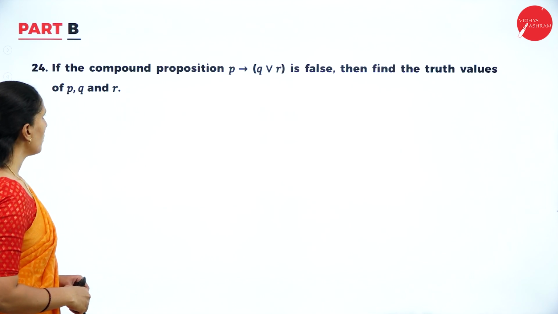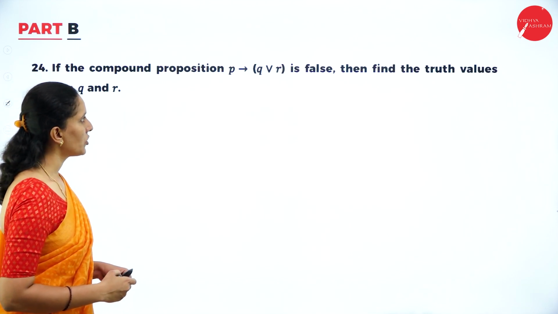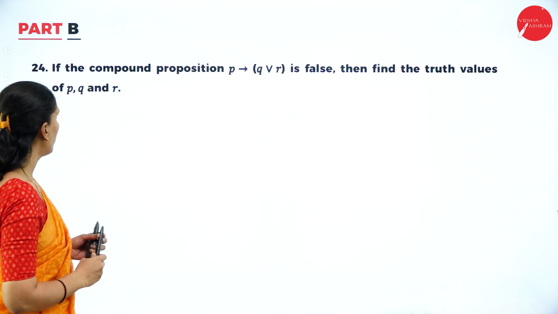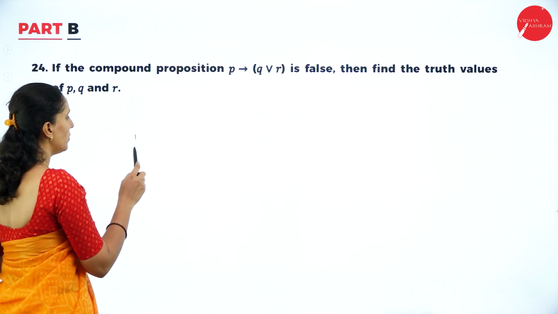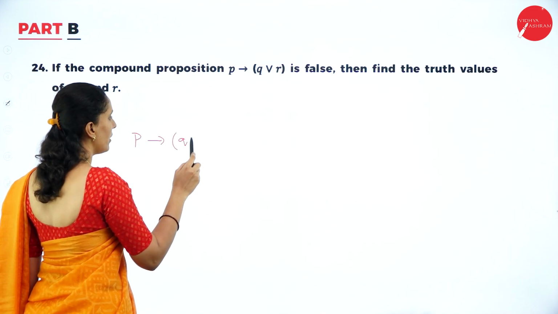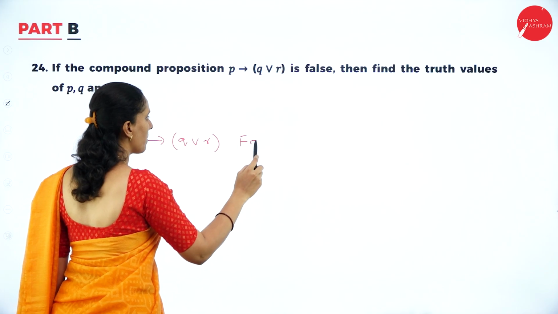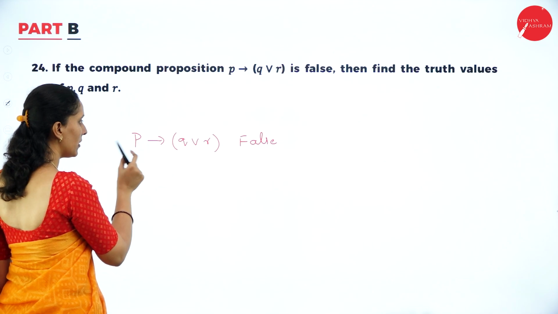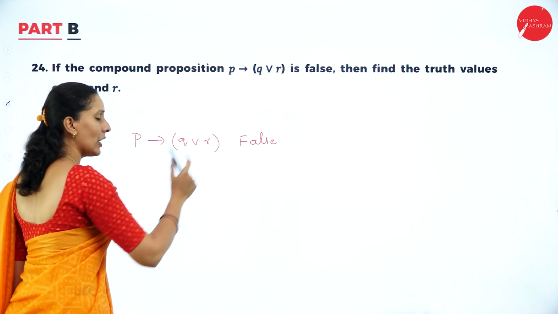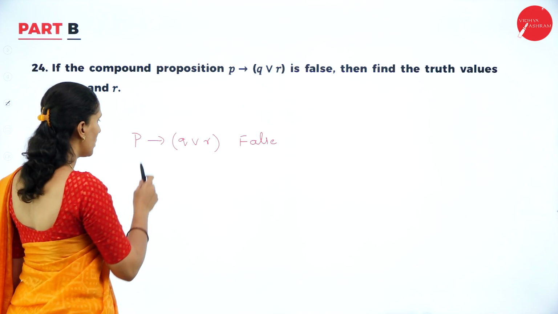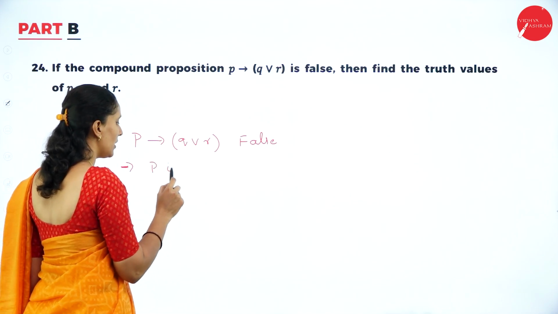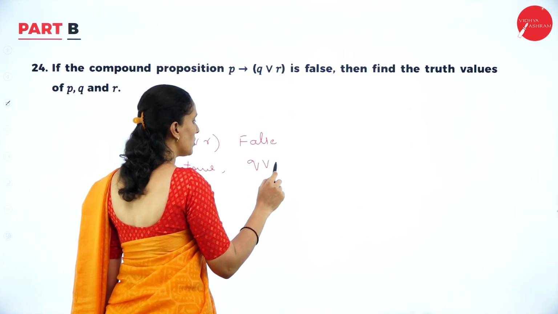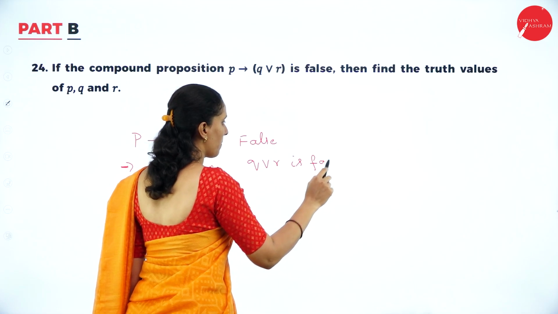Next, if the compound proposition P conditional Q disjunction R is false, then find the truth values of P, Q and R. Given this is false, according to the conditional statement, if the first statement is true and the second statement is false, then only the compound proposition is false. So this implies P is true, and this Q disjunction R is false.